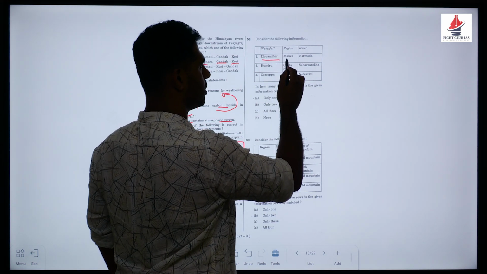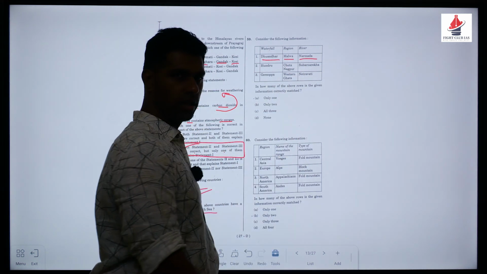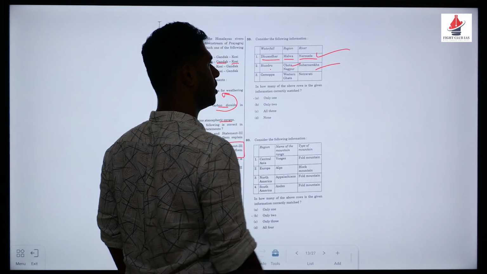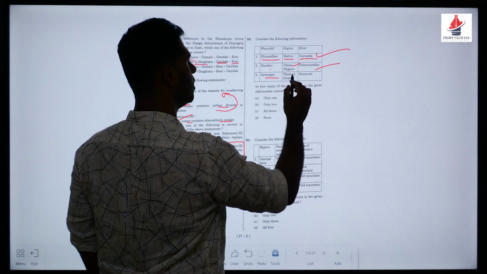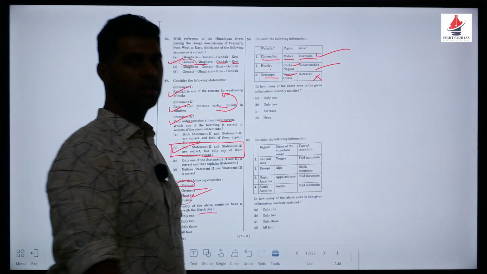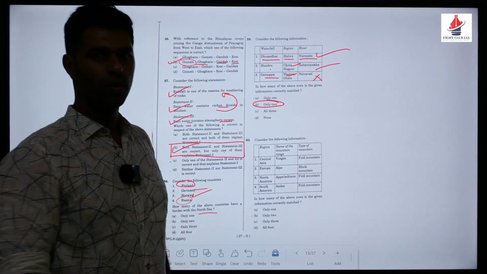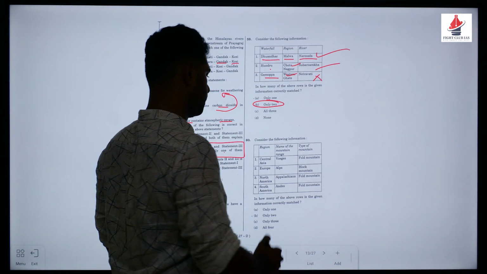Dhuandhar waterfalls is present, yes, in the region of Malwa, where Narmada river is there. This is true. Hundru, yes. Chotanagpur plateau, Subarnareka river, true. Gersoppa, Western Ghats is true, but it's not Netravati, it is Sharavati. So only 2. Only 2 is the correct answer.